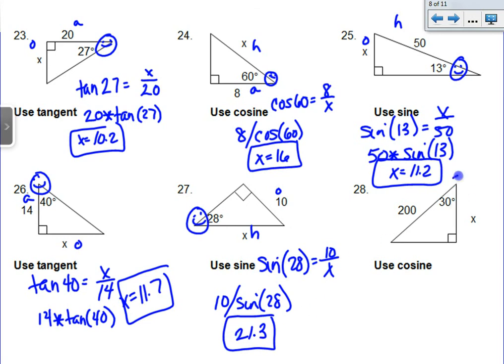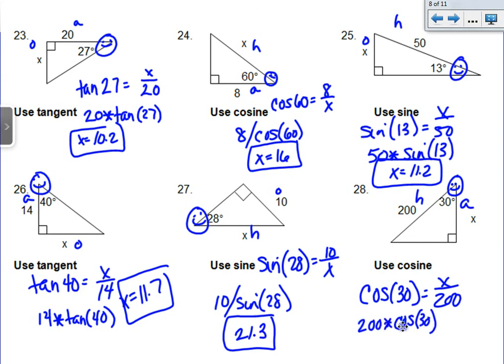Alright, and then 28, we'd have to use cosine because we have adjacent and hypotenuse. So that would be cosine of 30 equals x over 200. Since x is in the numerator, this is a multiplication problem. And I think we get 173.2. Alright.